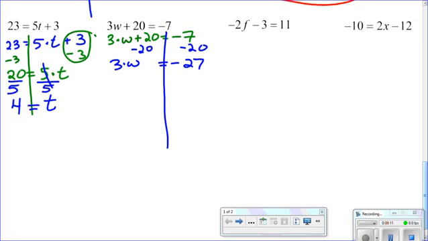Right? You owe me $7 and then you owe me another $20. You owe me $27. I'll be expecting you to pay up tomorrow.